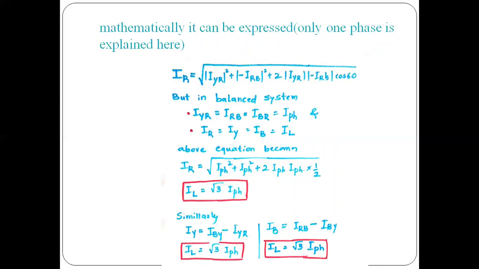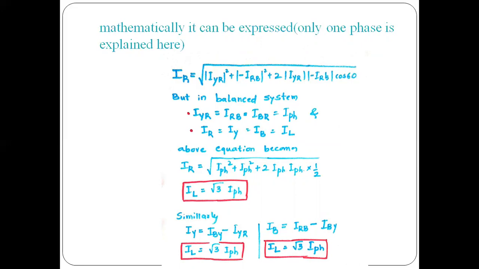Only one phase is explained here. So for the other phases, no need to write, as we have already written this one. Similarly we can write that. So IR is equal to under root IYR square plus IRB square plus 2 IYR IRB cos 60. If you are familiar with the star connection derivation, it is very much easy. That's why I'm telling you, first you practice star connection, after that go for delta connection. In the star connection, we are using voltage. In delta connection, we are using the currents.